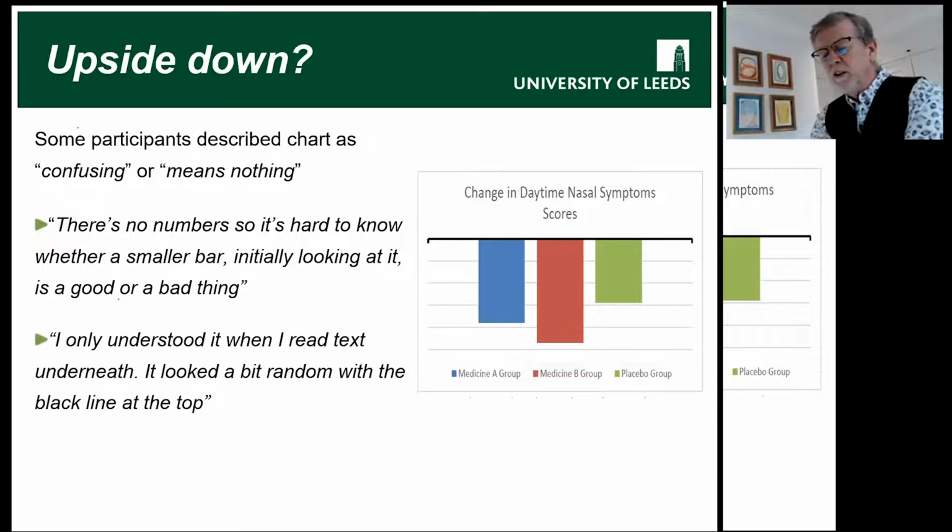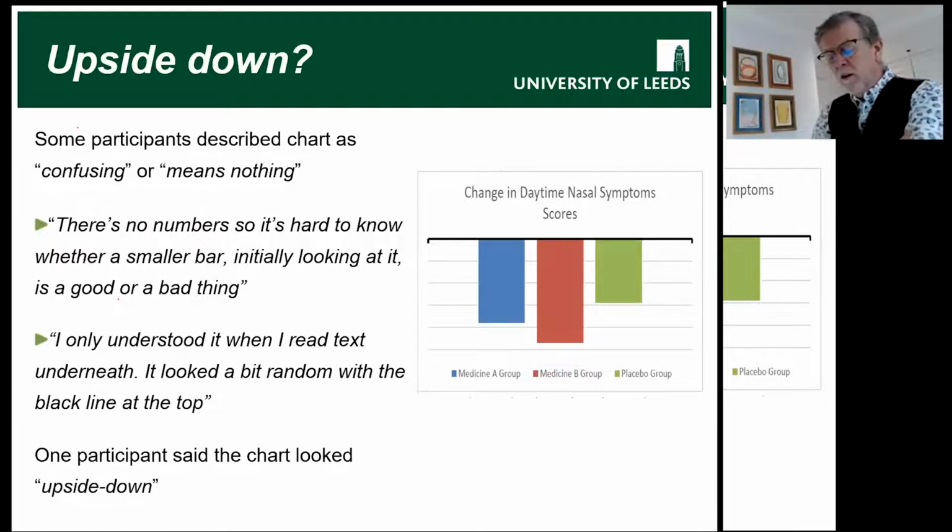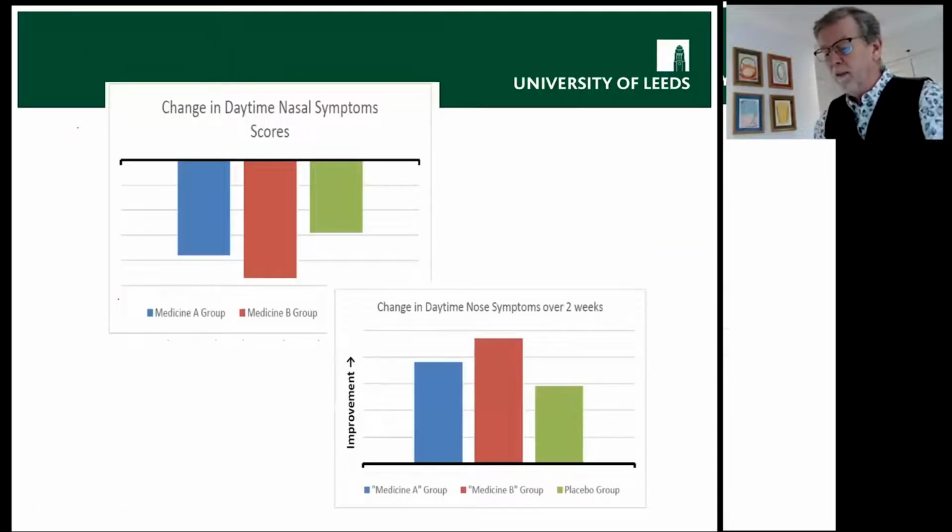And somebody else said, I only understood it when I read the text underneath. It looked a bit random with the black line at the top. And then another participant said the chart looked upside down. And so this is a really good example of how you can only find out how good or less good your document is by asking real people. And obviously now you can see why people might think this is upside down, because people who are familiar with bar charts are much more used to seeing them the other way around. So we turned it the other way around.